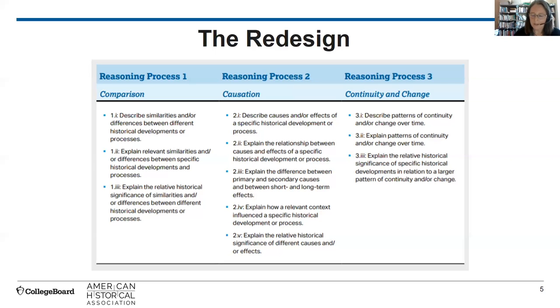I draw on these reasoning processes when I'm writing test essay questions for my own classes. And I embed them in writing assignments. So when I give them a paper assignment, I can include some of this language to say these are examples of how you can move forward.